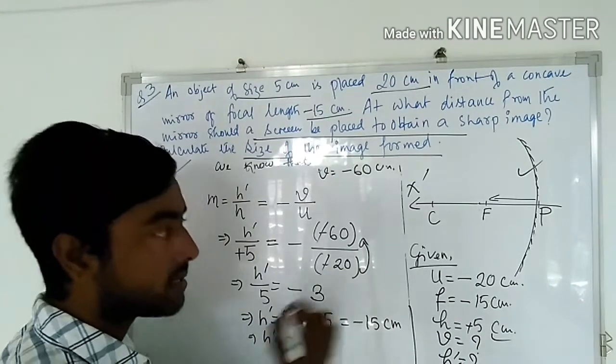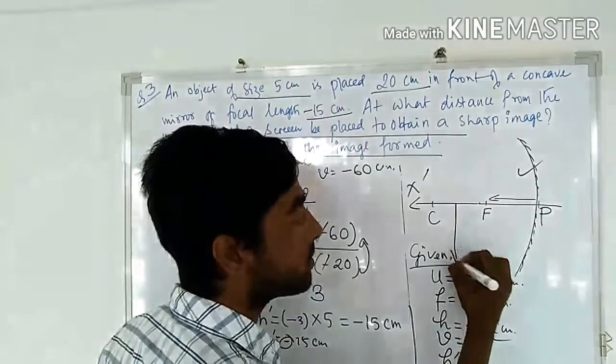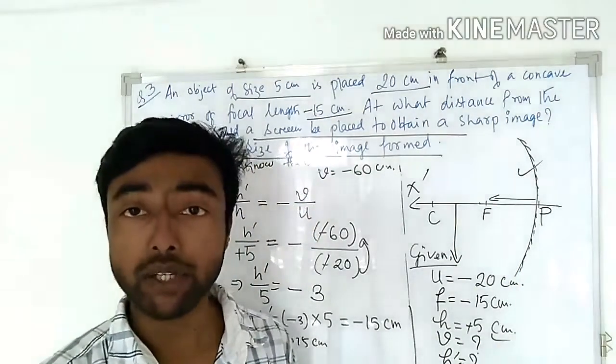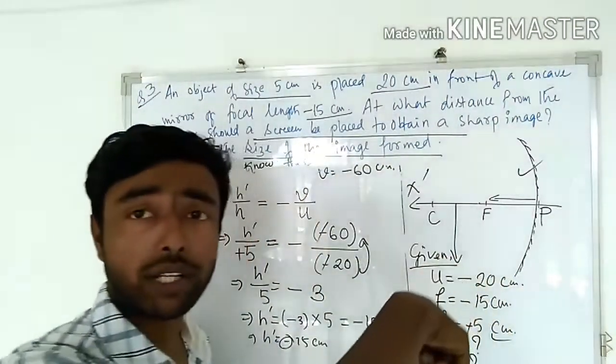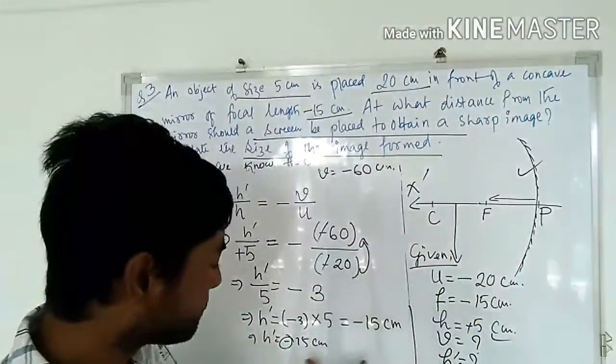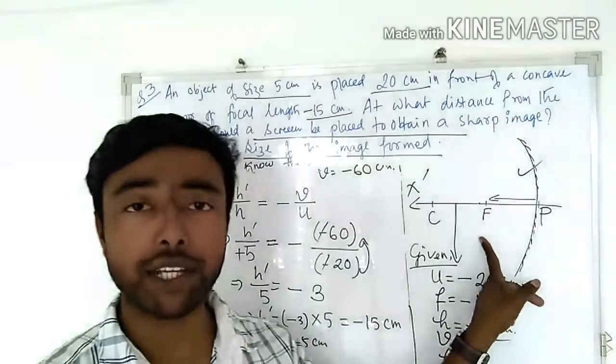Minus means what? Just now I told that it is inverted. The height you are going to find, if it is negative, that means it is going towards downward. That means towards down. That means this is an inverted image.